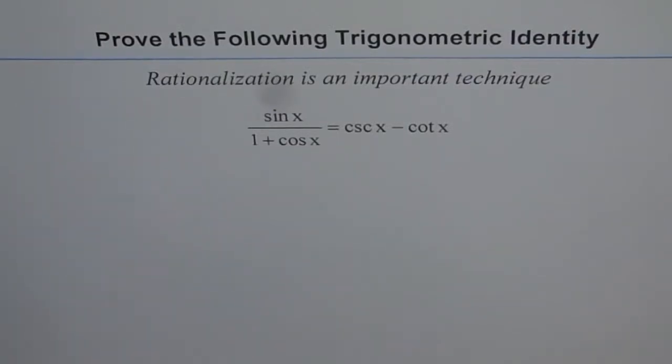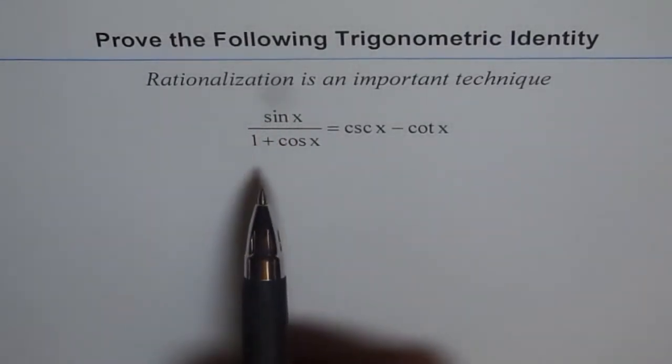Prove the following trigonometric identity. Sin x over 1 plus cos x equals cosecant x minus cotangent x. Right? So we'll try to use the property of rationalization here to prove our identities.